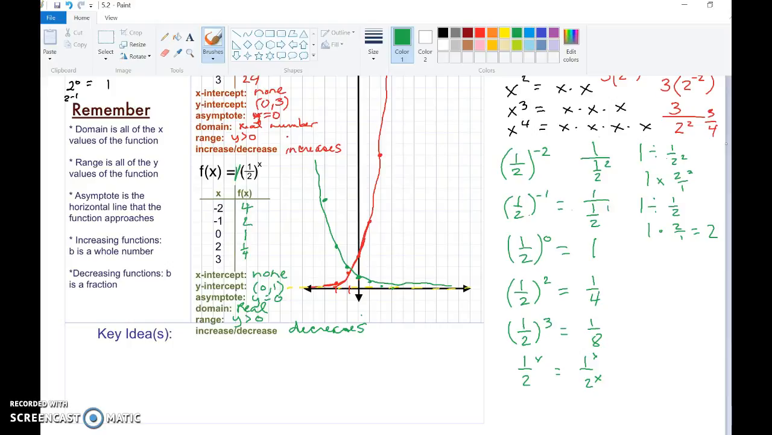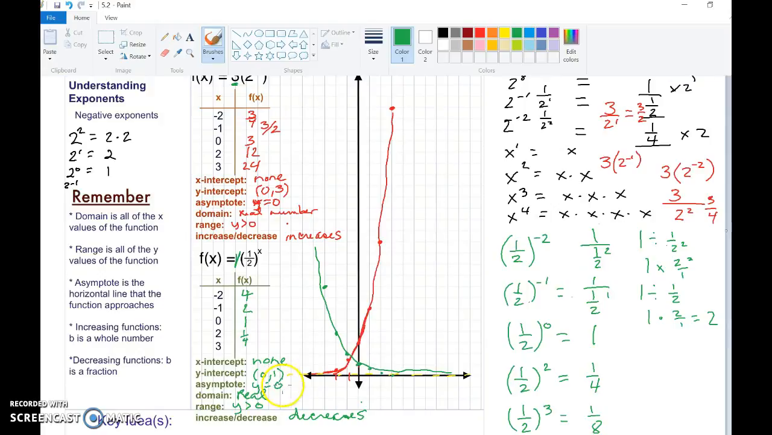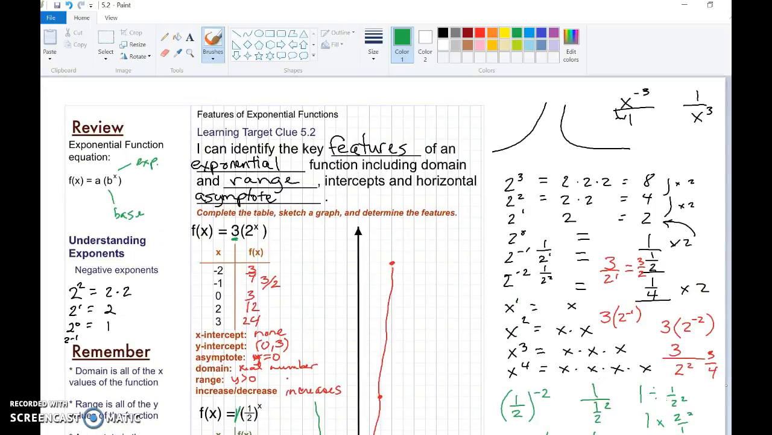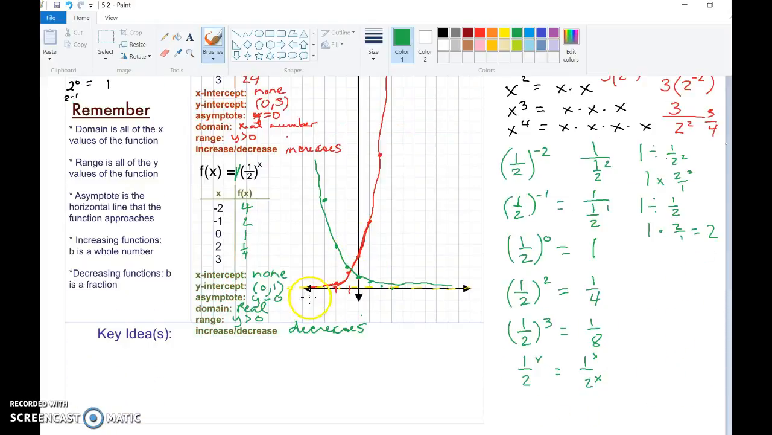Notice that the b, or the base of our exponent, the b is called the base, and the x is called the exponent, right? The b, the base, when it's an increasing, is a whole number, okay? It's a whole number. And when it is decreasing, it is a fraction. So I think we could come up with a little rule that said if the a is greater than 1, okay, then it's going to be increasing. If it's less than 1, then it's going to be decreasing.